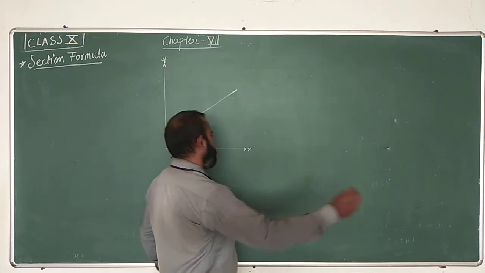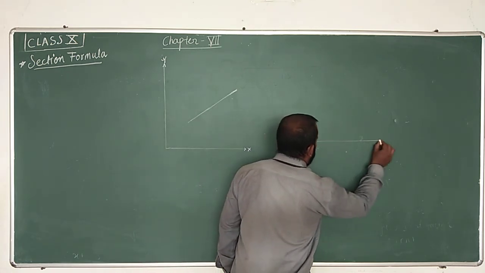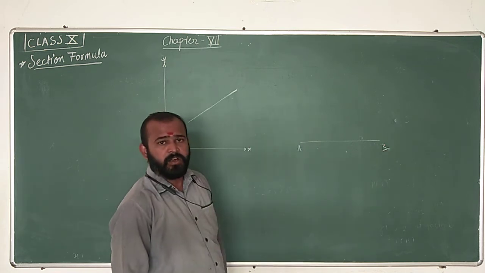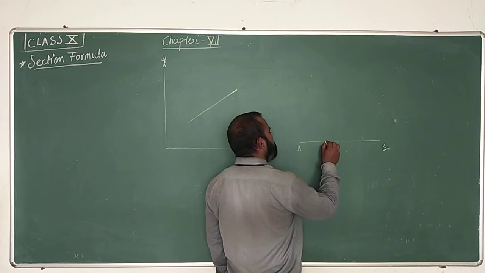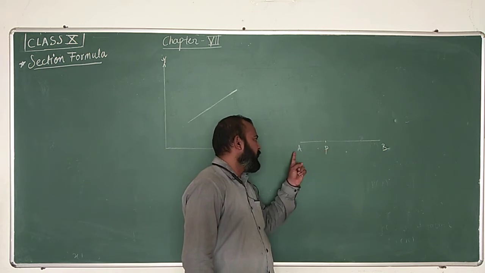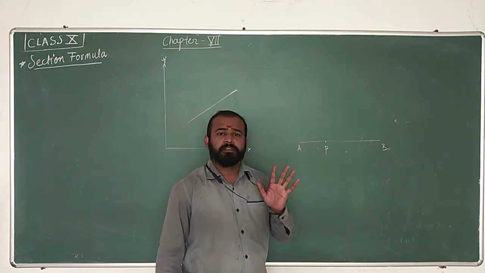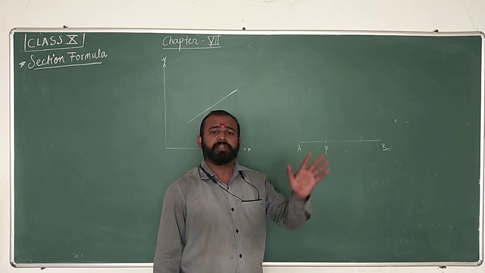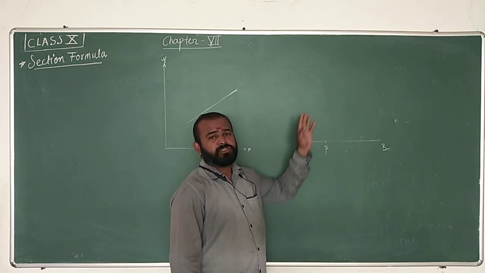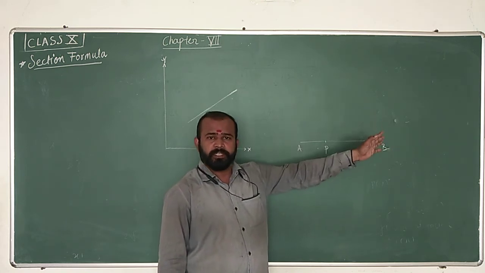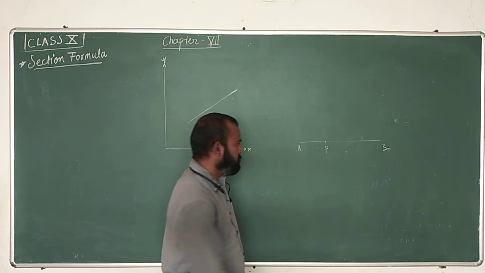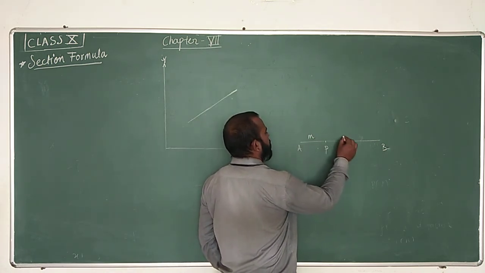See here, I have told you orally. Suppose there are two points A and B, and in between them there is a point P. Now P divides line segment AB in any ratio. It may be 1:2, it may be 3:4, it may be 7:9. Some ratio will be there in which P divides this line segment AB. Suppose this ratio is m:n.